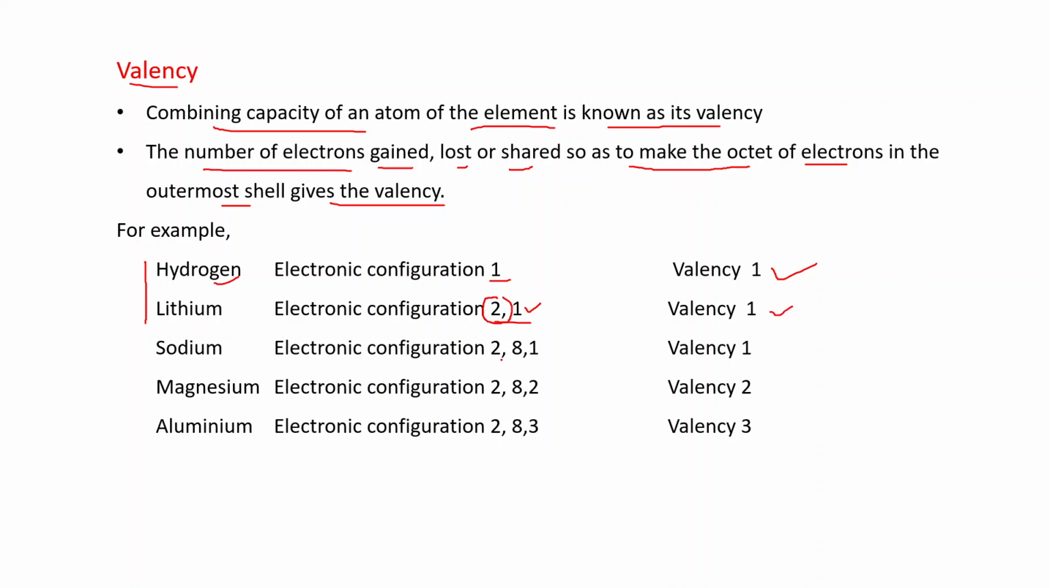In the same way, sodium is 2-8-1. Its valence electron is 1, and when this electron is lost, it gets the 2-8 octet configuration. That's why its valency is 1. In the same way, magnesium is 2-8-2, valency is 2. Aluminium is 2-8-3, valency is 3.